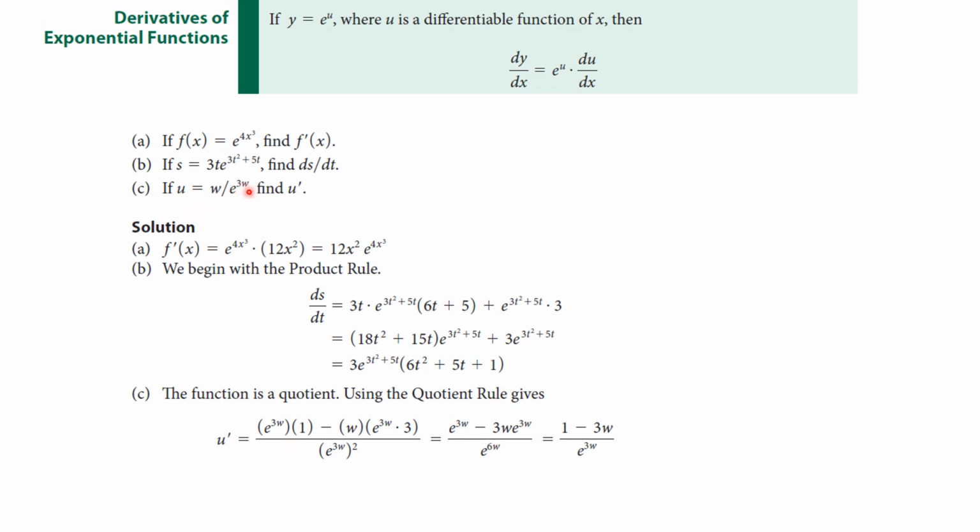Next, this one where the function is u equal to w by e to the power 3w. Now you have to find the derivative of this function. In this case you see that it is a fraction, so of course you have to follow the quotient rule.